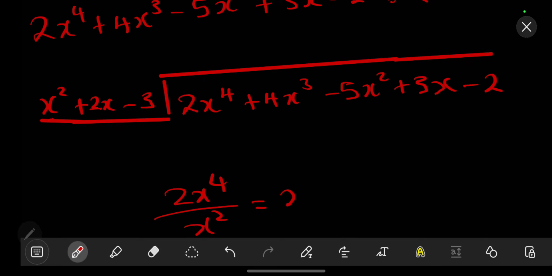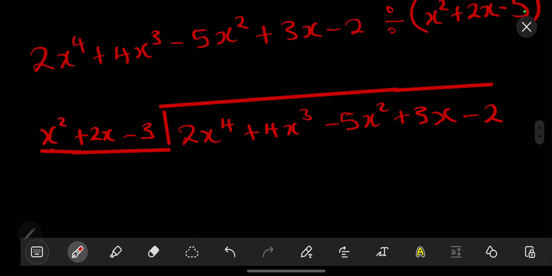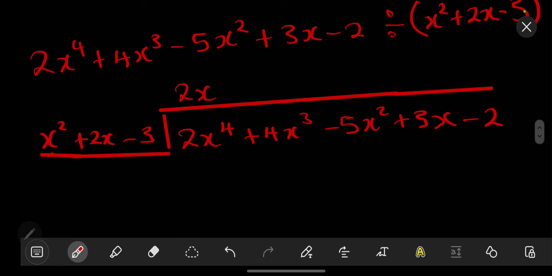We are going to get a 2x to the power 2. If you divide this, 2 of the x's will cancel. So we are going to get a value that is equivalent to 2x to the power of 2. Multiply. So we have 2x squared times x squared. This will give us a value of 2x to the power 4. 2x squared times our 2x.